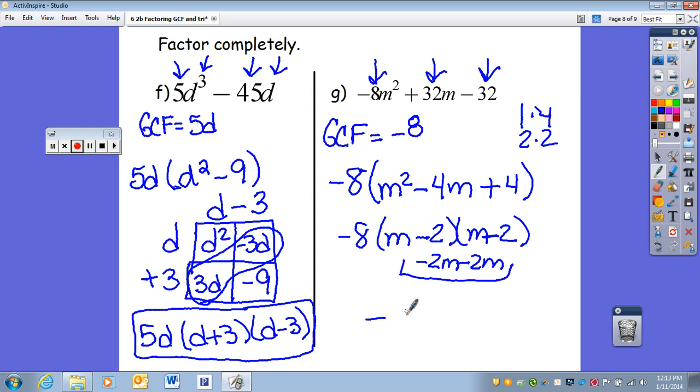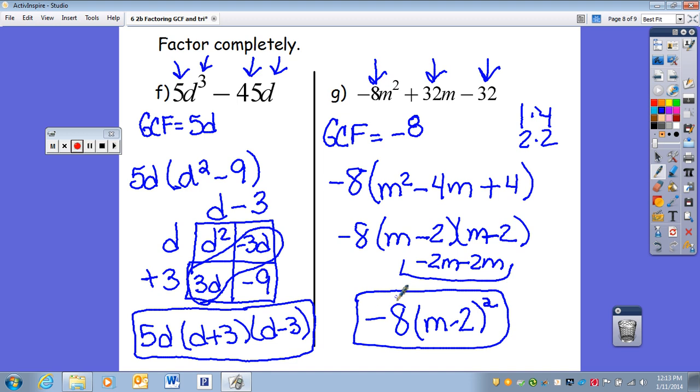We also want to rewrite, making sure we include our greatest common factor, and because the factor of m minus 2 is the same and repeats, we want to rewrite it as a square. So these are the factors of our polynomial.